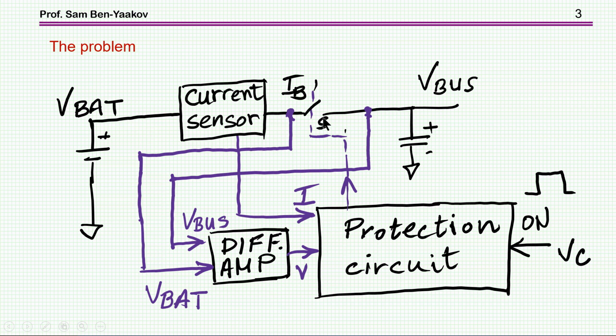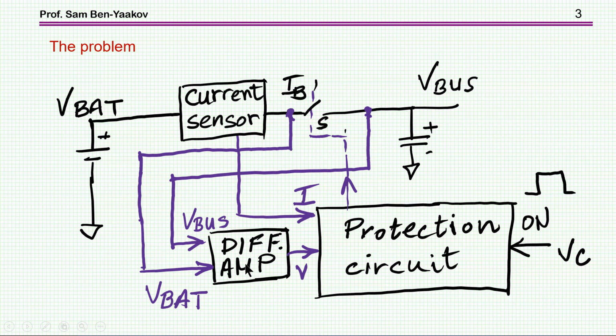So this is the switch. I'm not talking about how to implement the switch. I'm not talking about the current setter. I'm talking about this protection circuit. This protection circuit is built from a current sensor that feeds the information to this circuit. And then there is a differential amplifier, which I'm also not discussing. There is a video on my YouTube channel discussing differential amplifiers. You're welcome to watch it.